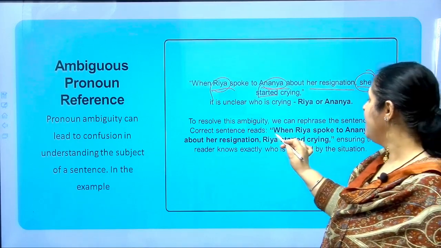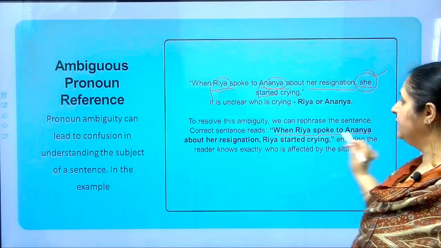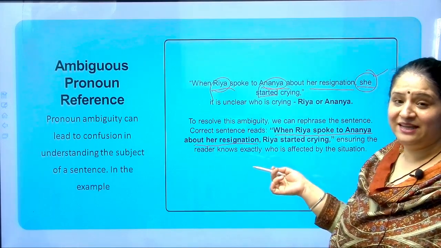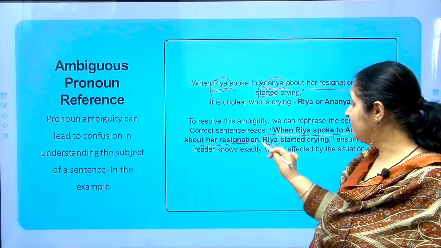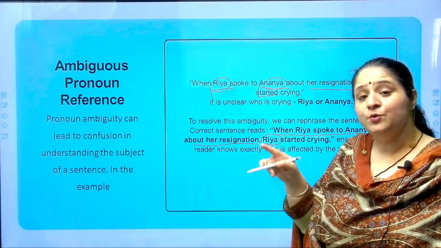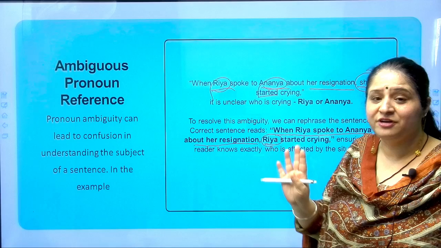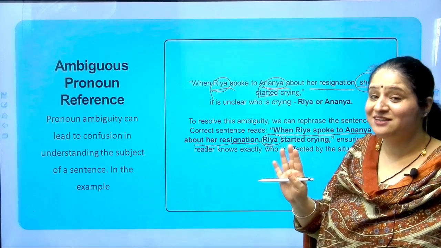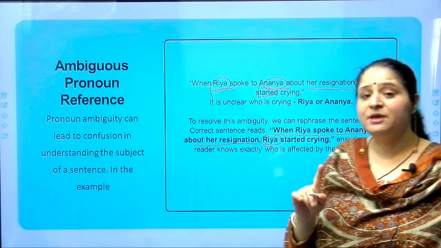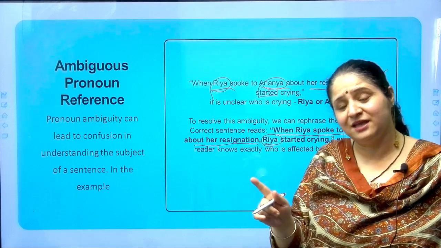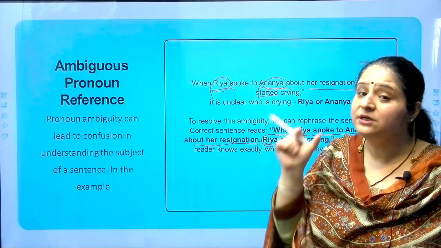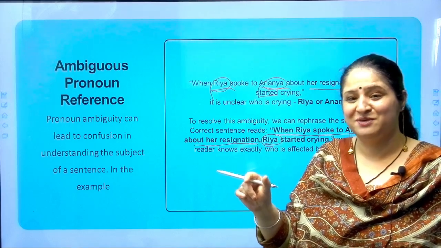We will simply say, when Riya spoke to Ananya about her resignation, Riya started crying, right? तो हम वहां पे उस नाउन को ही डालेंगे, उस प्रोनाउन को नहीं डालेंगे, क्योंकि वो प्रोनाउन दोनों नाउन्स को रेफर कर सकता है. That makes a sentence unclear and ambiguous. Is that clear students? So that was one example. एम्बिगुअस प्रोनाउन रेफरेंस को हम कैसे ठीक करते हैं? एम्बिगुअस प्रोनाउन रेफरेंस को हम ऐसे ठीक करते हैं कि हम उस एक्चुअल नाउन को वहां पे डाल देते हैं प्रोनाउन की जगह पे. Is that clear?